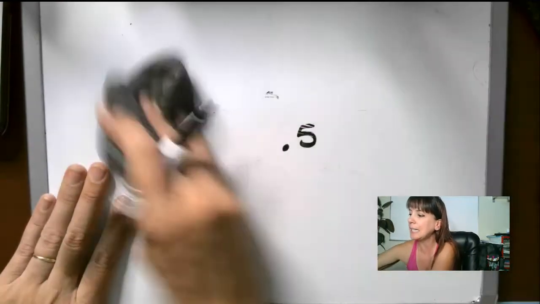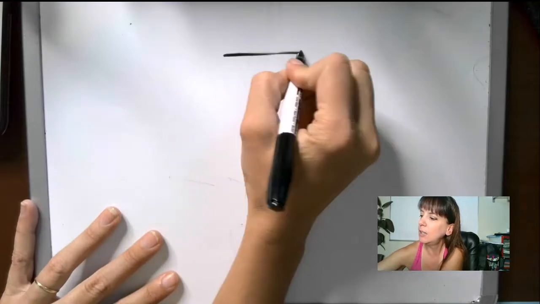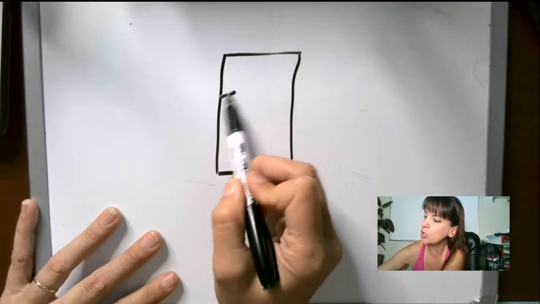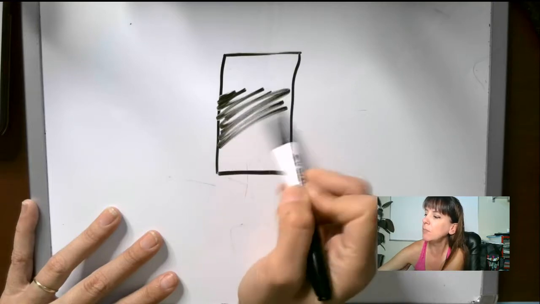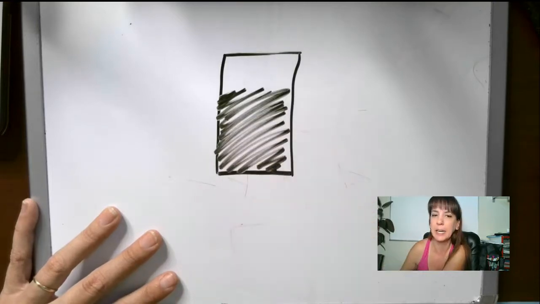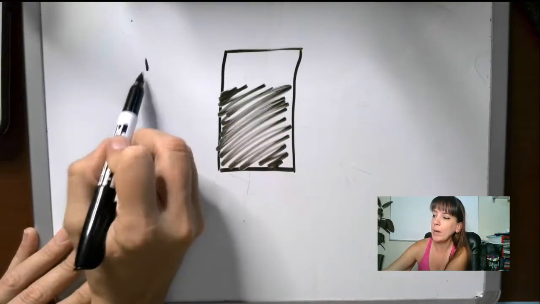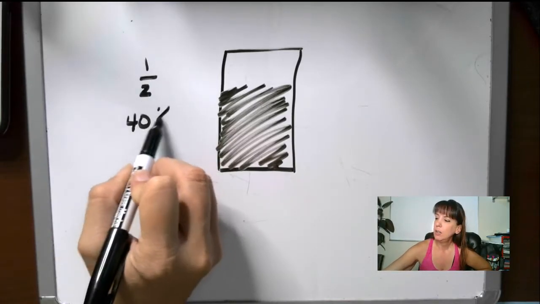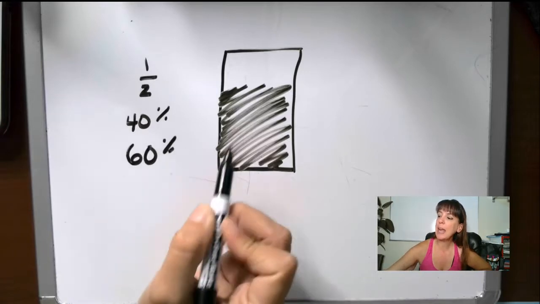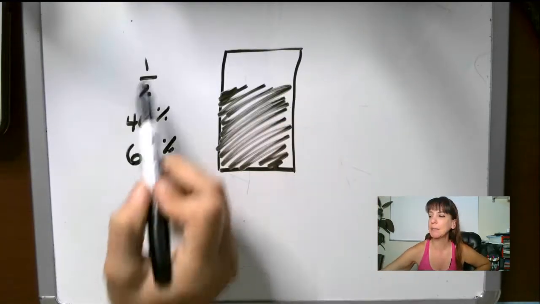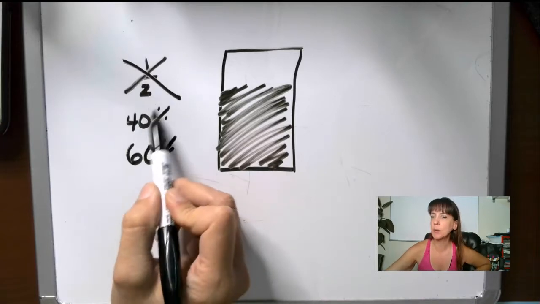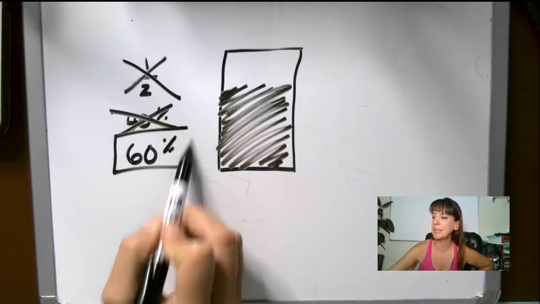And if you see this rectangle that we have here, it was shaded a little bit more than half, right? So our options were 1/2, 40%, or 60%. If we're gonna estimate this guy, it's more than half, so we're gonna get rid of that. This is less than half because it's less than 50%, so we're gonna get rid of that. And this would be our best option here.